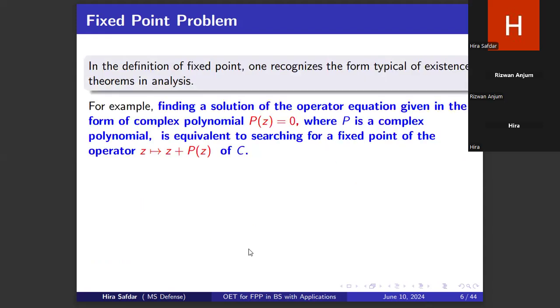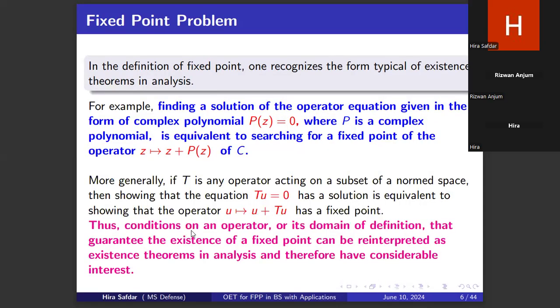In this example, we see how fixed point can solve some different problems. For example, we have a polynomial equation and we are interested in finding the solution of the polynomial equation. To solve this problem, we can convert it into the language of a fixed point problem as follows. If we define the operator Tz equal to z plus pz, notice that the fixed point of this operator is the solution of this equation.